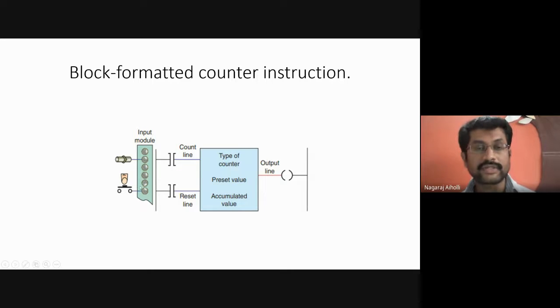Then the second input is a reset input. When you want to stop the activities, you press this reset switch. Then this reset contact becomes closed, the rung becomes true. It will go from false to true state, and at that time the accumulated value, whatever was the accumulated count of the number of items, will become 0.